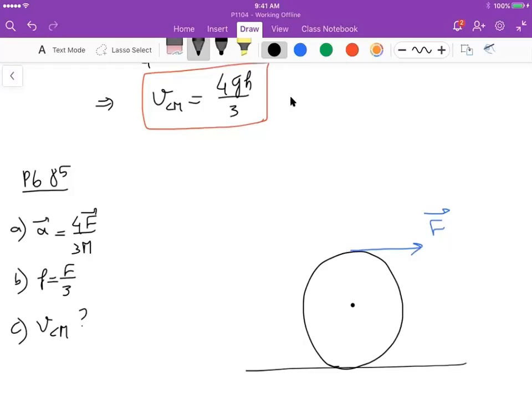Okay, so in this problem, we have these three questions. We have to show that a is equal to 4F over 3m, that the friction force is equal to F over 3, and we have to determine the expression for the speed of the center of mass.